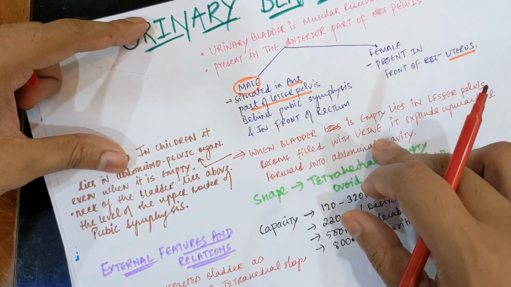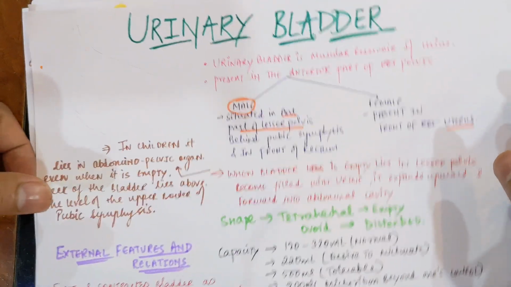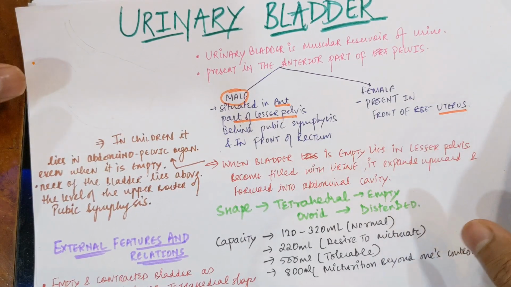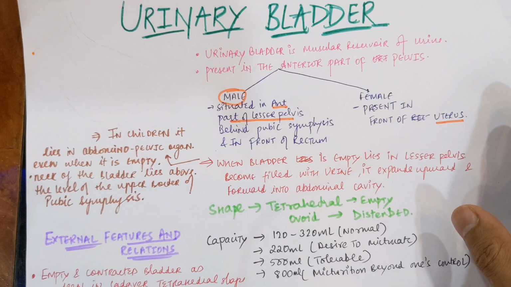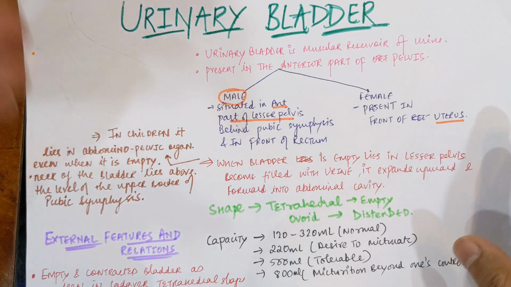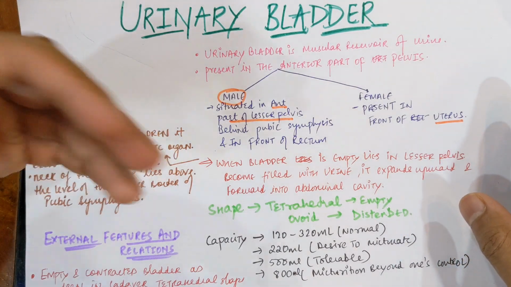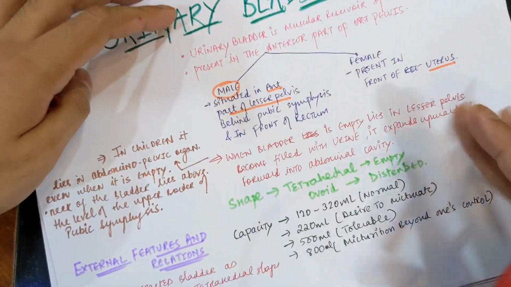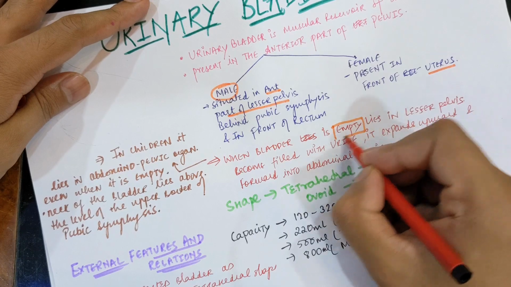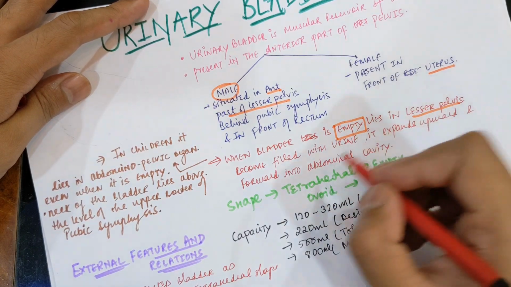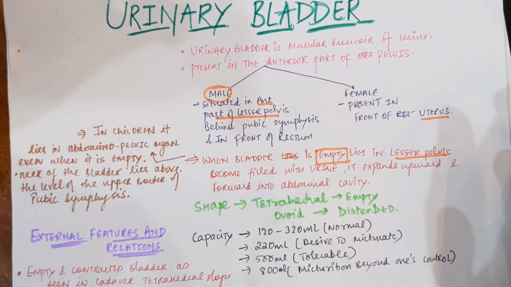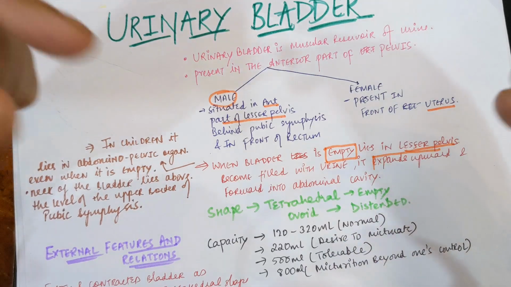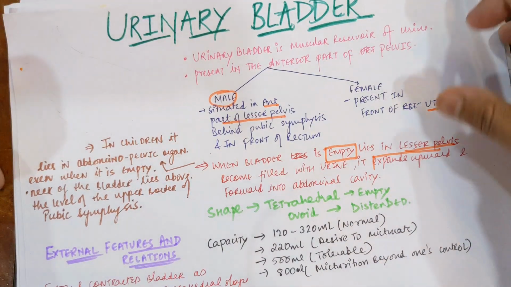Now the bladder is present in two forms, so it has different shapes also. When the bladder is empty, no urine is present, then the shape will be different, and when the bladder is full, which is called distended, then the shape will be another shape. We will be seeing the shape also. When the bladder is empty, no urine is there, then it lies in the lesser pelvis. But if the bladder becomes distended or filled with urine, it expands upward and forward into the abdominal cavity.